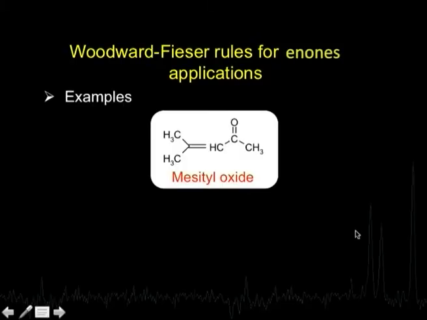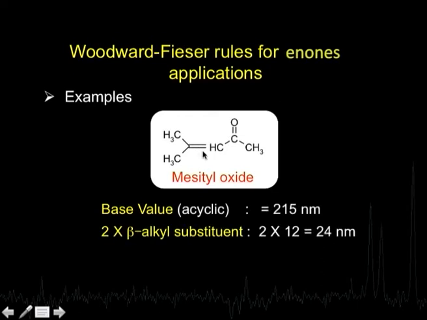Okay, now we are equipped to take up certain examples, the application of these rules. Let's take the first example. This is a simple molecule, mesityl oxide. In this case, this is my carbonyl and this is the ene. So this is an enone, my basic chromophore. This is an acyclic chromophore, so the base value happens to be 215 nanometers. Since this is my chromophore, on it there are only two substituents: one methyl here, another methyl here. So these are basically two alkyl substituents.